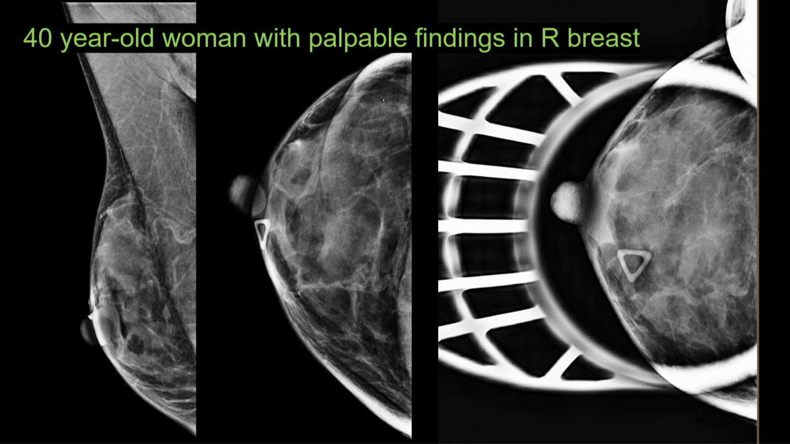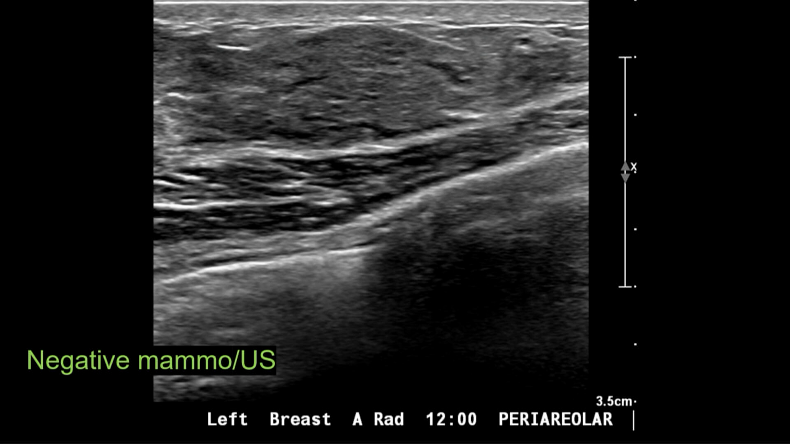So some of these cases are really quite remarkable. This is a 40-year-old woman. She has a palpable finding in the right breast. Extremely dense breast tissue, can't see anything. There's no calcifications here. And an ultrasound was done, and all you see is this dense breast tissue. This is in the area of palpable concern at 12 o'clock periareolar.